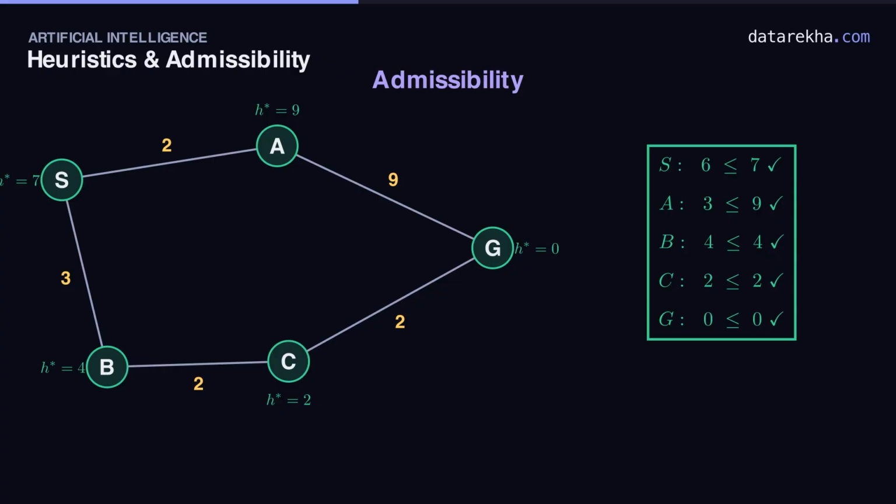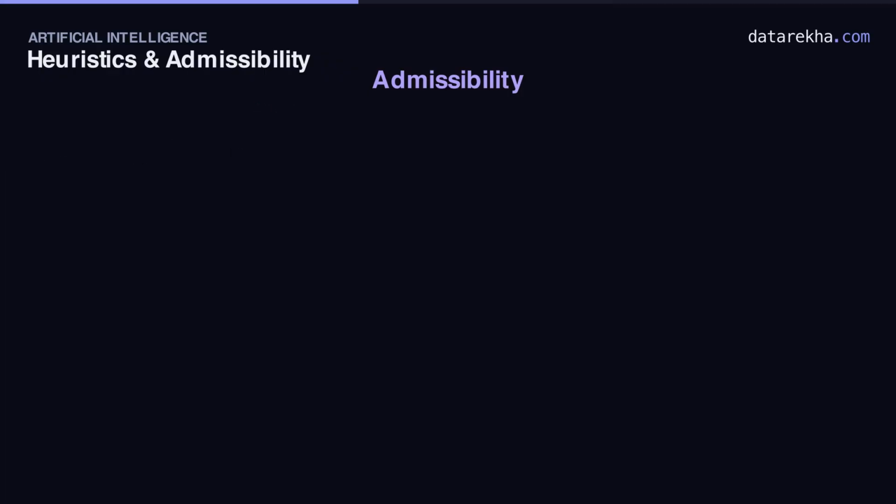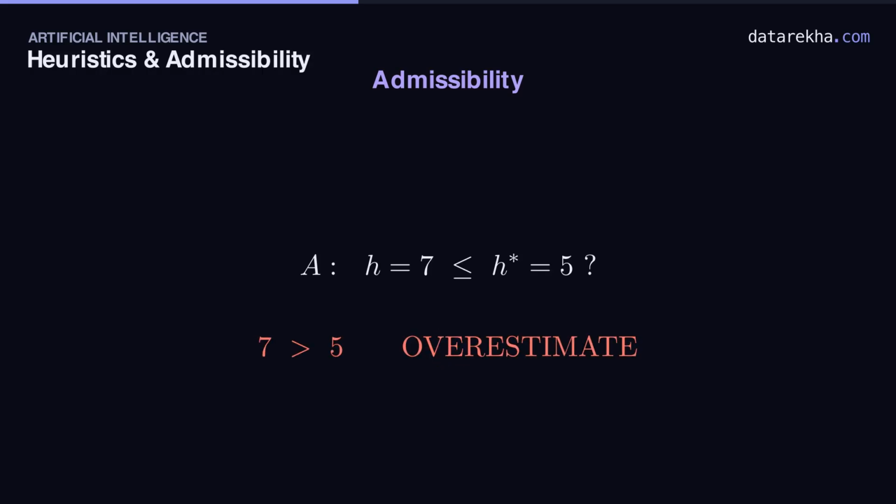Now, what if one guess had overshot? Say the guess at A had been 7, while the true cost is only 5. 7 is bigger than 5. The heuristic overestimates at A. That single overshoot is enough to break admissibility, and it can make A star return a path that is not the cheapest. One red node poisons the guarantee.